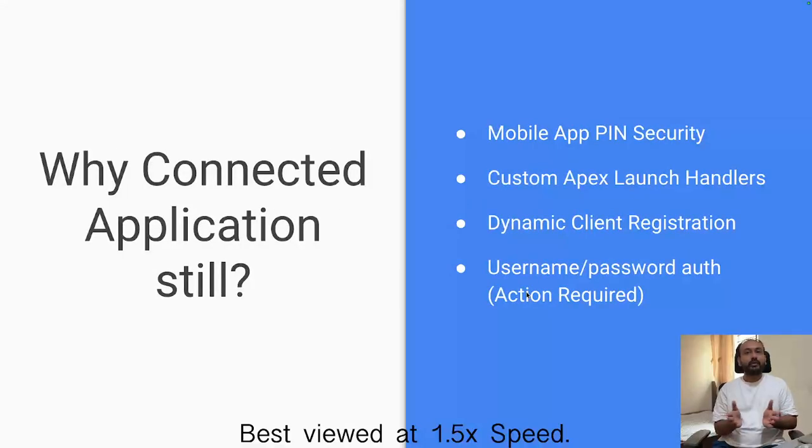But as we know, not everything is covered in external client applications. There may be a few scenarios where you still have to stick with connected applications, because of features like mobile app PIN security. For example, if you have an application built with the mobile SDK that is tagged to a Salesforce connected application, there is a security enablement where the mobile application forces you to enter your PIN or maybe biometrics. If your business is asking for that feature, then you may have to go with connected applications.